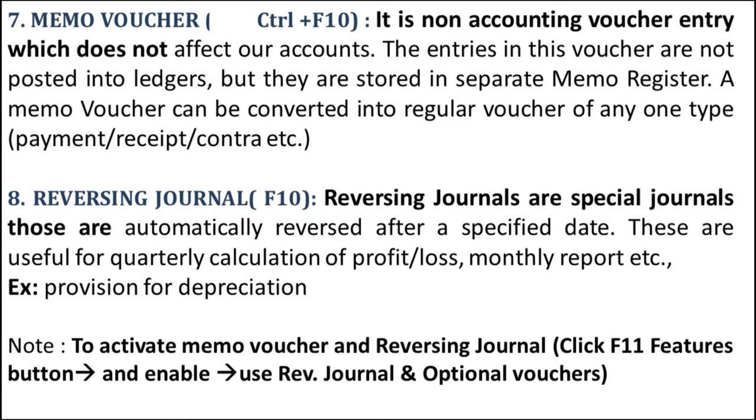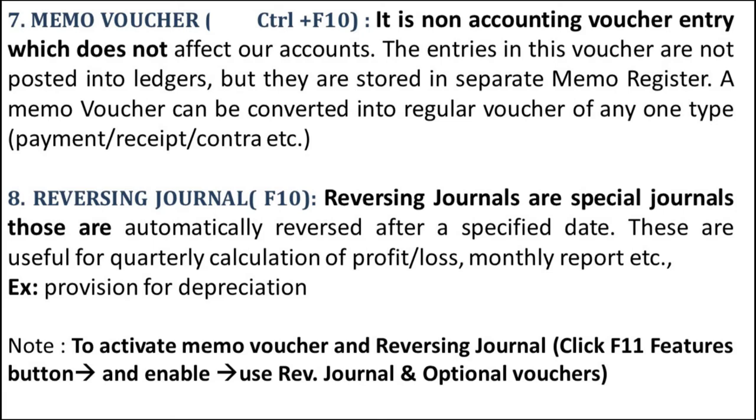And in the demo, we can see how it works. Reverse journal. Reverse journals are special journals. Those are automatically reversed after a specified date. And this reverse journal is helpful in the companies or in bigger organizations. Sometimes they want to find out maybe monthly or quarterly profit and loss account. At that time, maybe they have to post some ledgers for the adjustment.